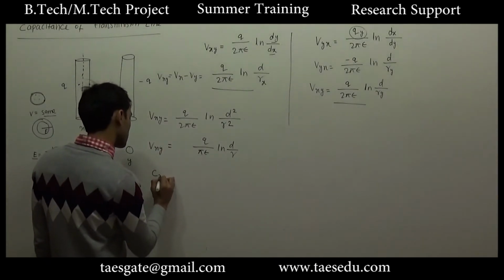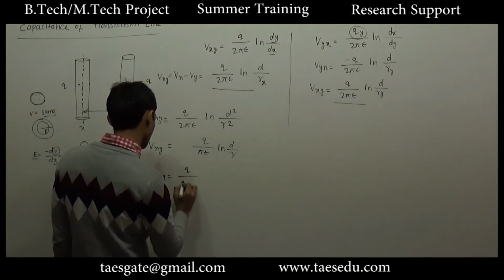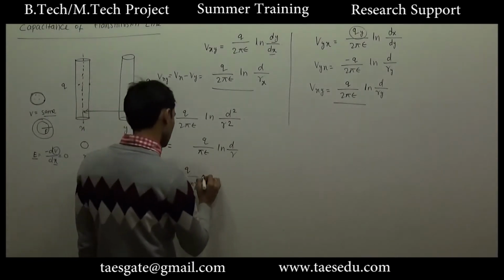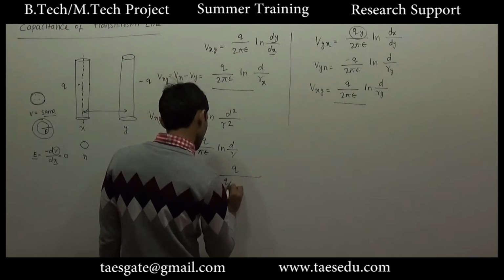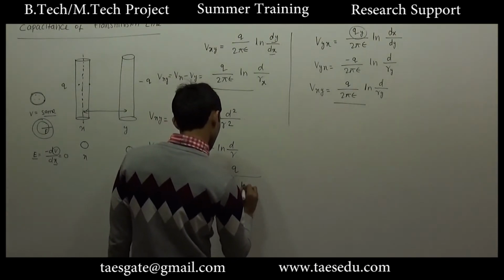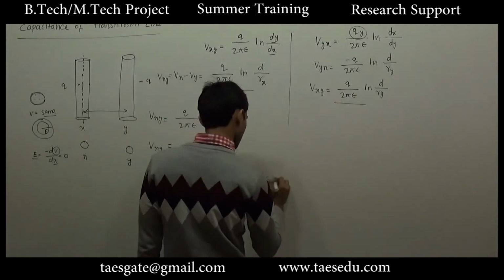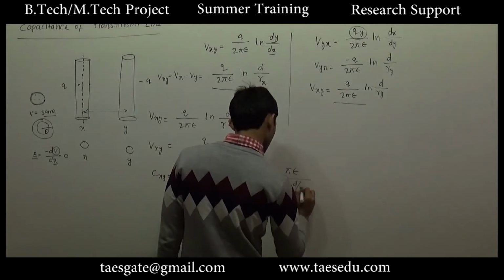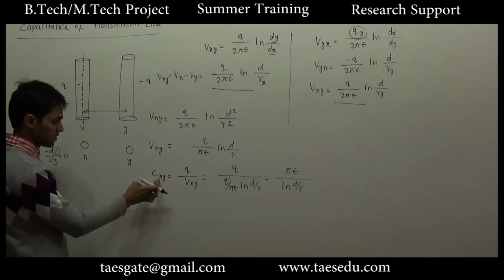So the Cxy can be written as charge on each conductor divided by the potential difference between X and Y, that is Q divided by pi epsilon ln d by r. So Q and Q will be cancelled and we will get pi epsilon divided by ln d by r. So this is the capacitance between X and Y.